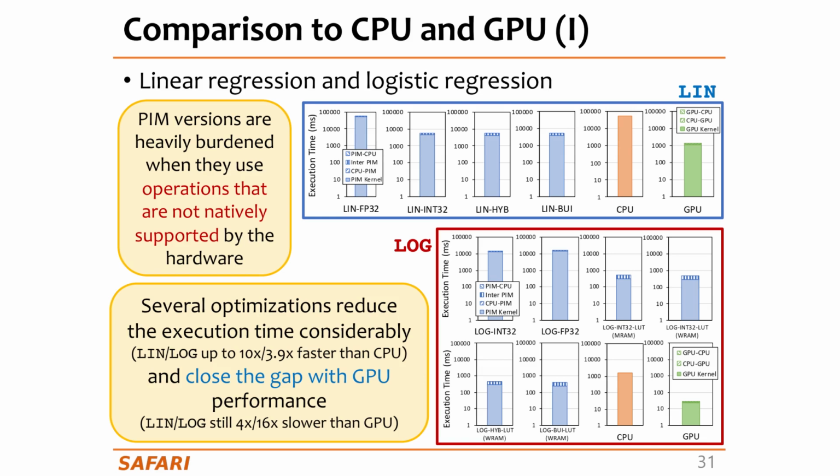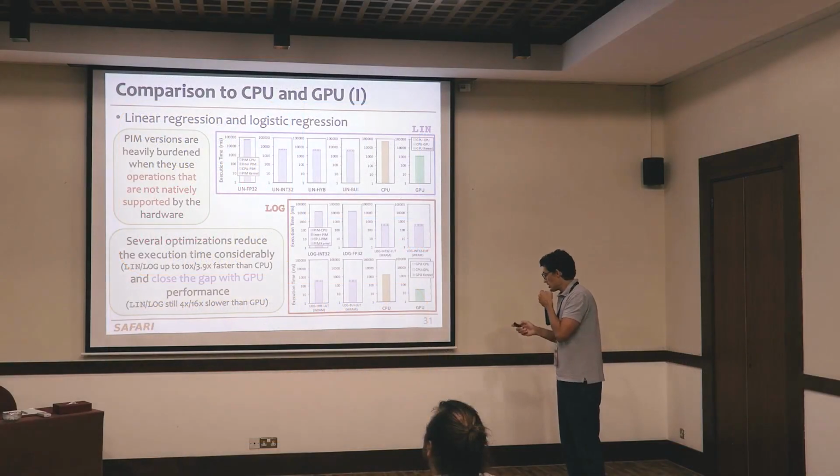But still, the positive observation on this slide is that the optimizations we applied really made a difference. Linear regression and logistic regression are faster than the CPU, and we also managed to close the gap with the GPU implementation. So that's all from me.